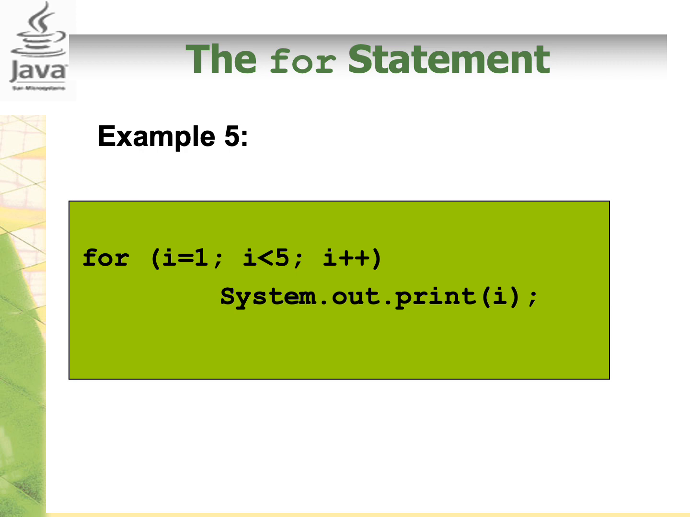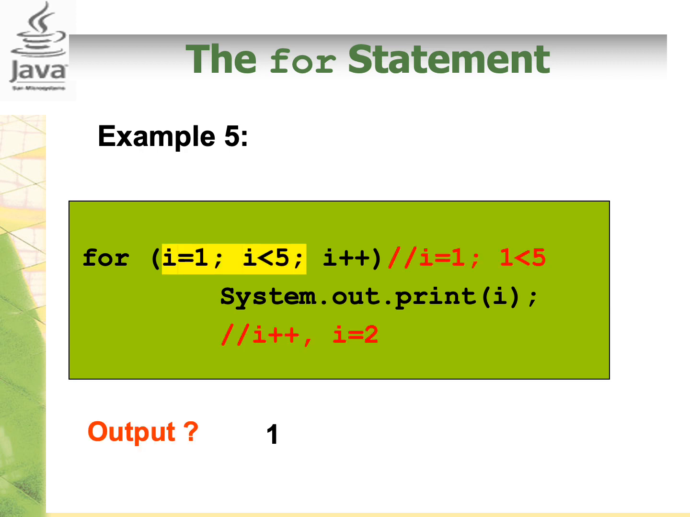Let's go through it step by step. In the first round, the value of I is 1. Is I less than 5? So since the condition is true, because 1 is less than 5, it will execute the statement system.out.print and display the value of I, which is 1. Only after that, it will do the increment of I by 1. So I will become 2.